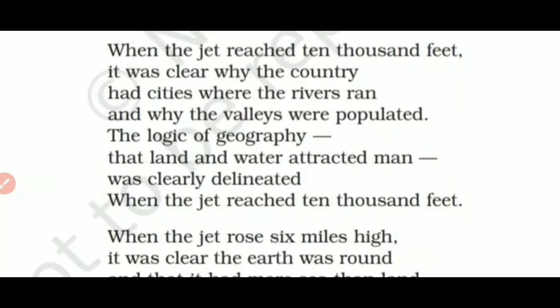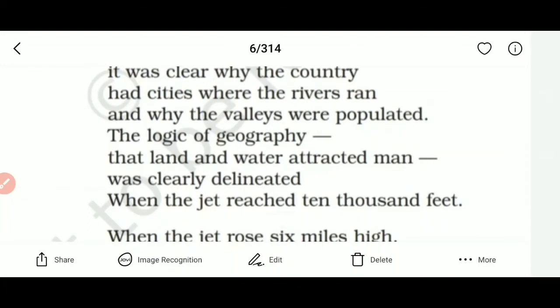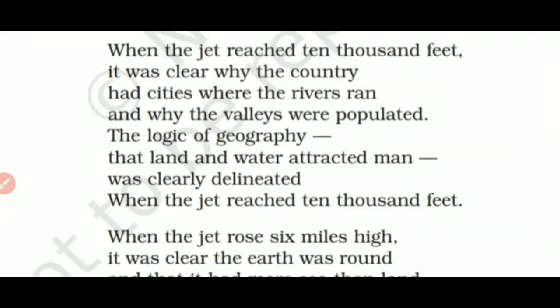It was clear to the poet why the country had cities. The country is divided into cities for smooth functioning, where the rivers ran and why the valleys were populated. It is the logic of geography that people like to reside near rivers or where there is greenery, because they can grow crops and live their life with ease, because water is a basic need for all. So the riverside is populated more.